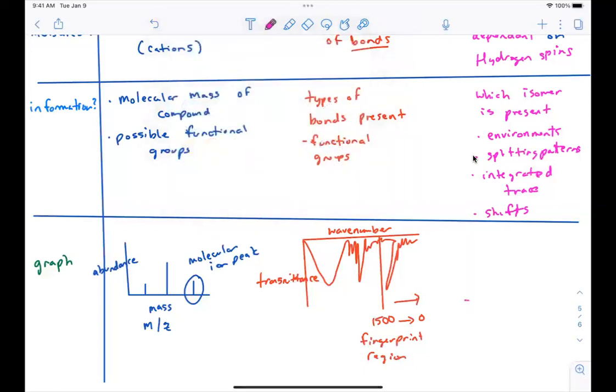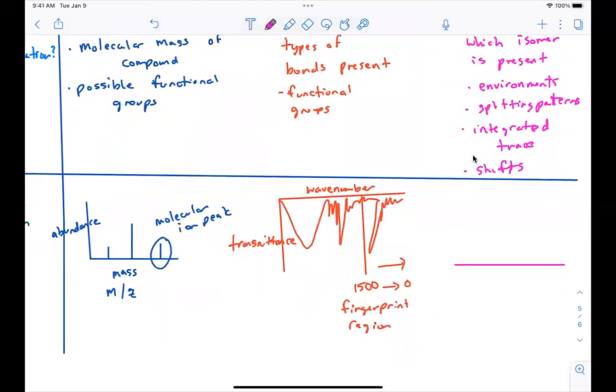Actually, NMR will look kind of like this.